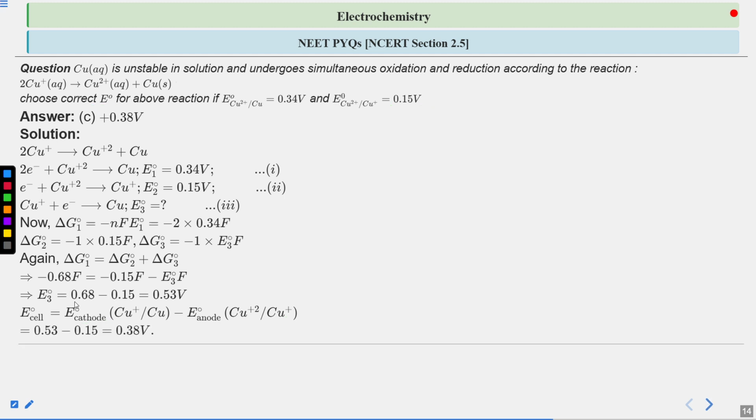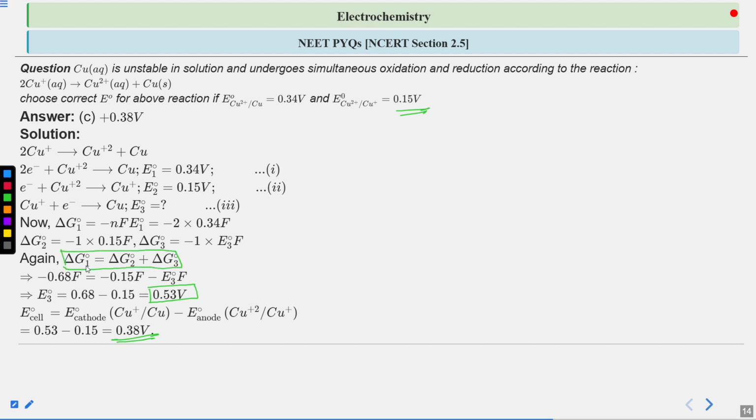As now we have E0 of cathode, which is E0 of 3, E0 of cathode will be 0.53, this much we just calculated, minus E0 of anode. Anode is given as 0.15, so minus 0.15, and when you subtract these two quantities, they equal positive 0.38 volt.